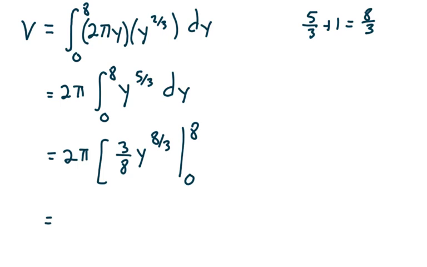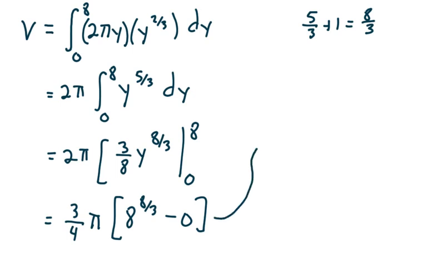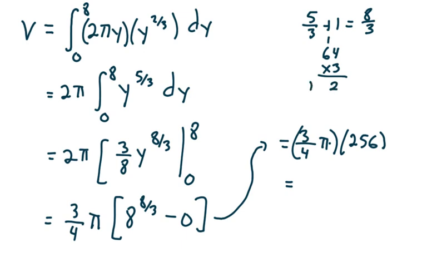Now, I'm going to pull the 3/8 out as well, so this is going to turn into 3/4 pi times 8 to the 8/3 minus 0. The cube root of 8 is 2. 2 to the 8th is 256. And so this is 3/4 pi times 256. Now, 4 goes into 256 64 times, and 64 times 3 is 190. Here, let's check that. 64 times 3, I'm old school. Looks like 192, so this will be 192 pi.